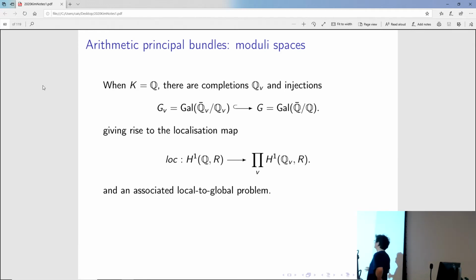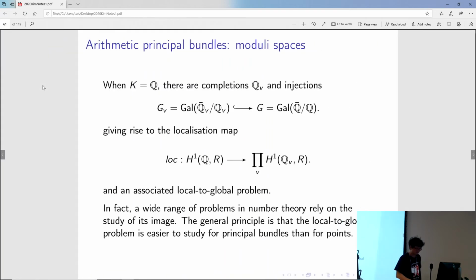What do I mean? I guess I didn't write this down. Let's check. Oh yeah, I did write it down. So in fact, what is the local to global problem? It means we want to understand the image of this map. Actually, we also want to understand the kernel, but I'm going to focus mostly on the image.